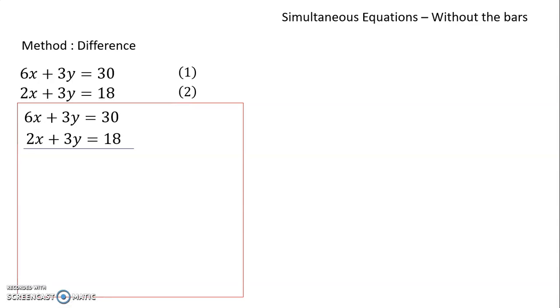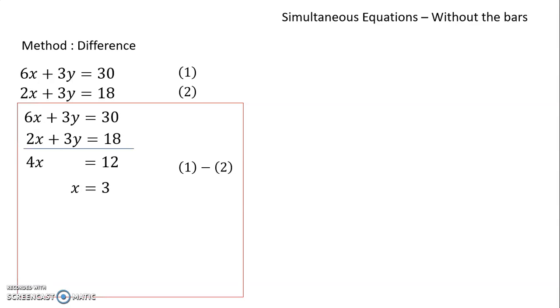So here I'm going to subtract equation 2 from equation 1. So I've written equation 1, subtract equation 2. And this is equation 1, this is equation 2. So 6x subtract 2x will give me 4x. 3y subtract 3y, well, I'm left with nothing. And 30 subtract 18 will give me 12. So at this point, if we'd been drawing out the bars, we would have looked at the differences between them. And you can still approach it in that way.